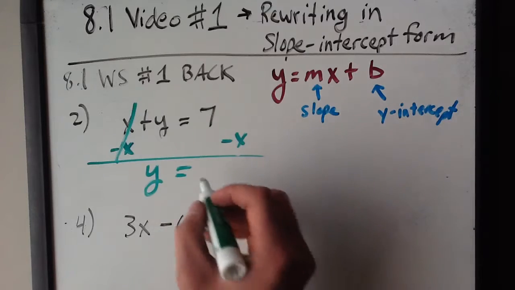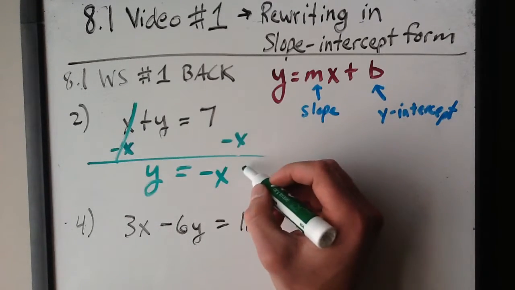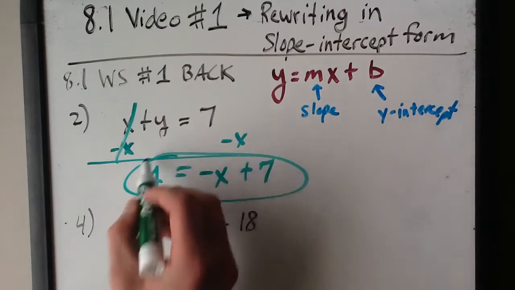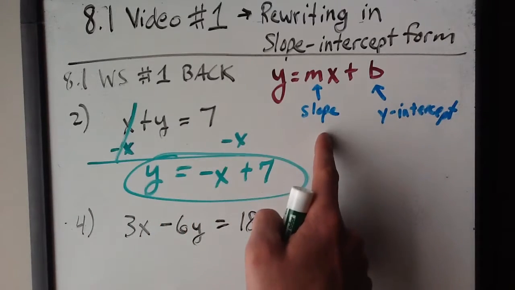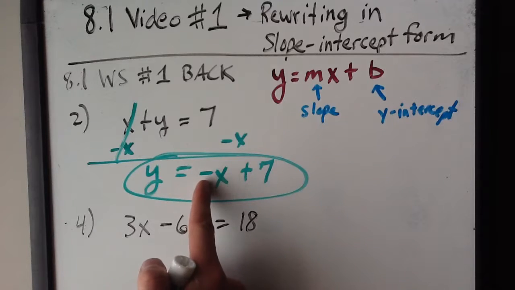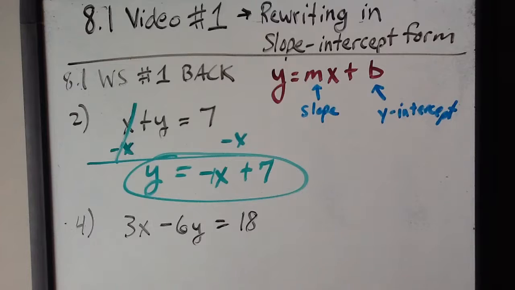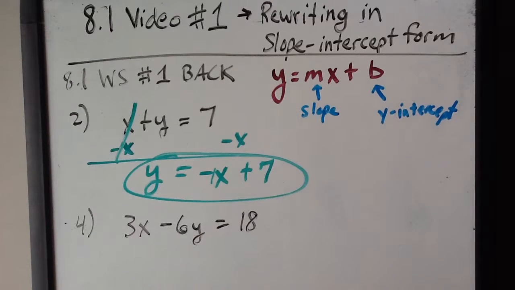So I have a negative x or a minus x, and this is a positive 7, so I'm going to put plus 7. And this right here would be in slope-intercept form. Okay, I have y equals something. Well, the slope here, the m, or the number in front of x, is -1, right? This is actually a -1 right there. So the slope is -1 and my y-intercept is 7. That means it crosses the y-axis at 7, positive 7.